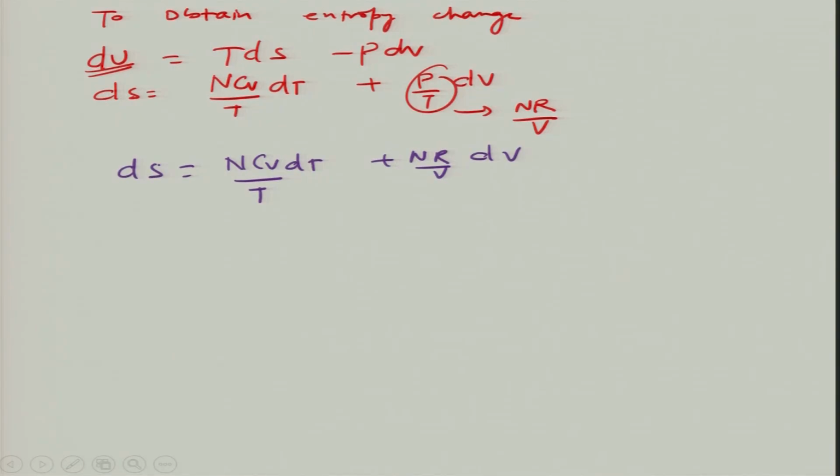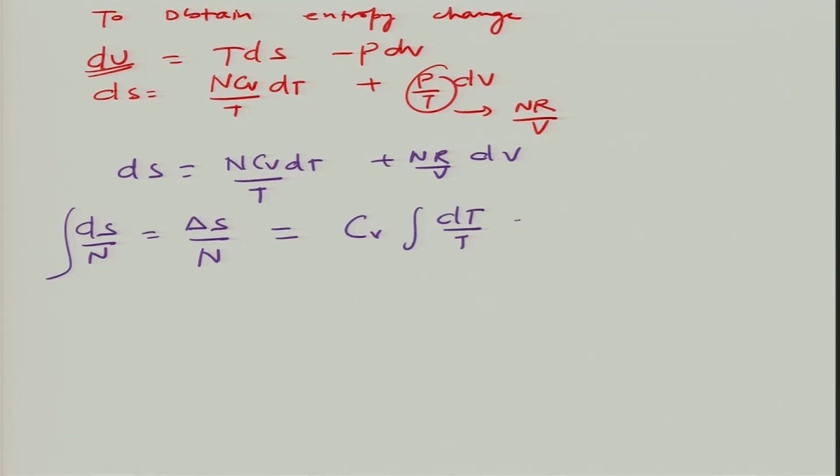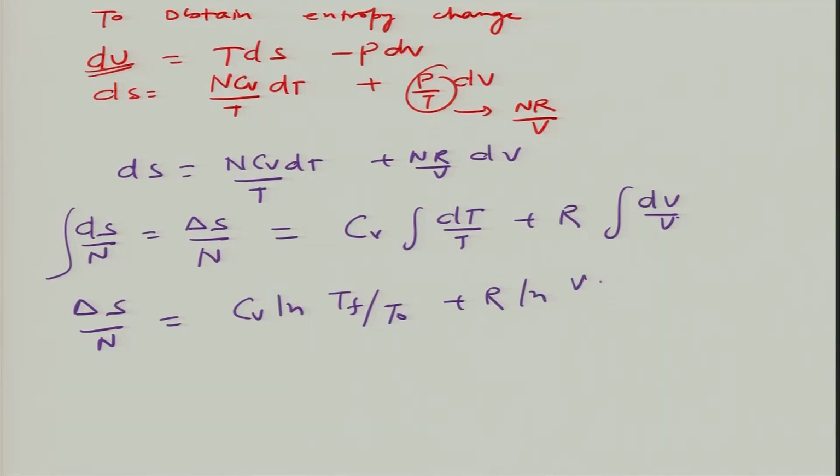Now I can take the n and integrate. So this becomes delta S by n equals the integral of Cv dT by T plus R dV by V. So you have an expression for the entropy change of an ideal gas: Cv ln Tf by T0 plus R ln Vf by V0. In this problem, we know Tf, T0, Vf and V0, and we know Cv as well. So we can find delta S.